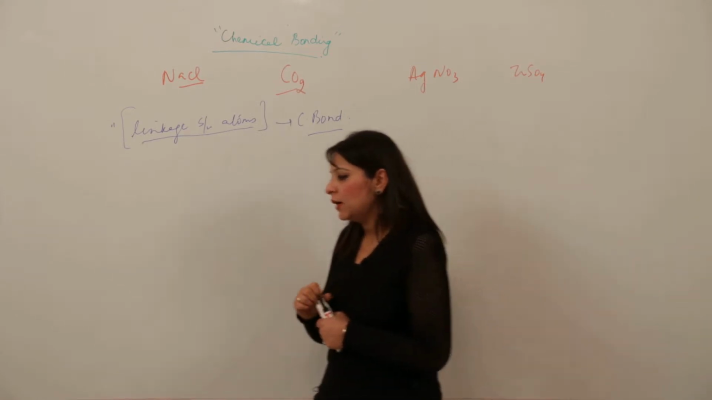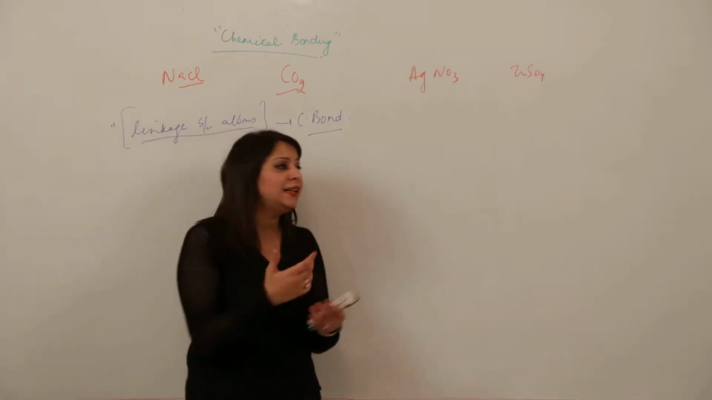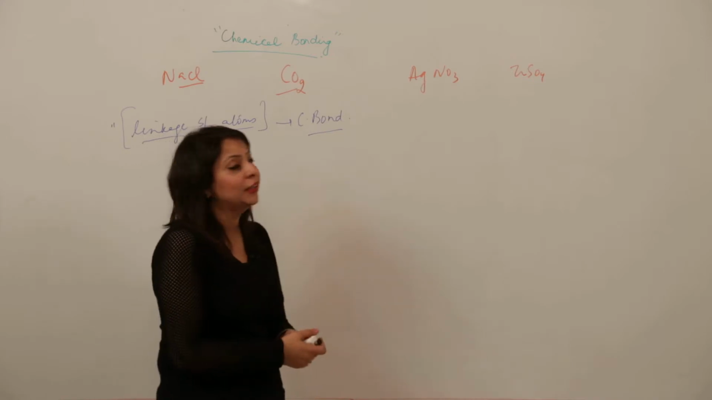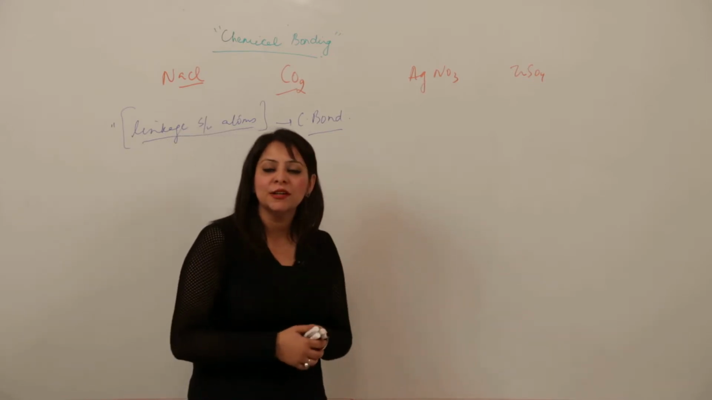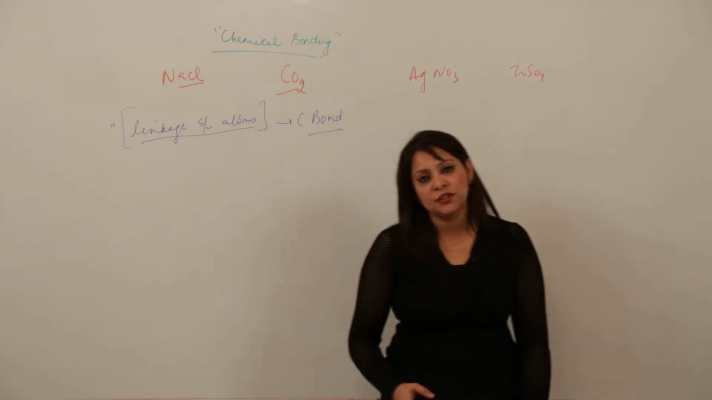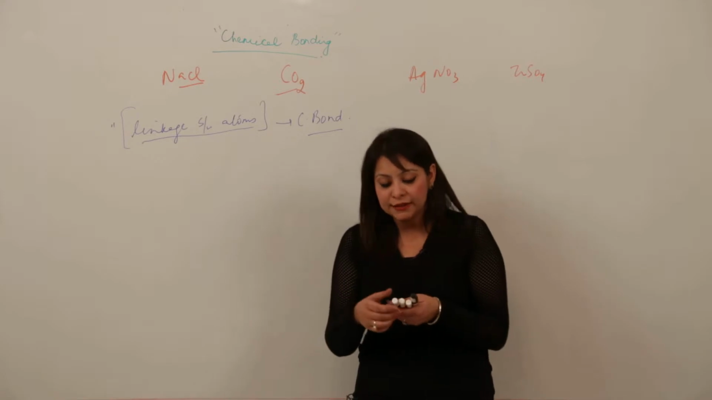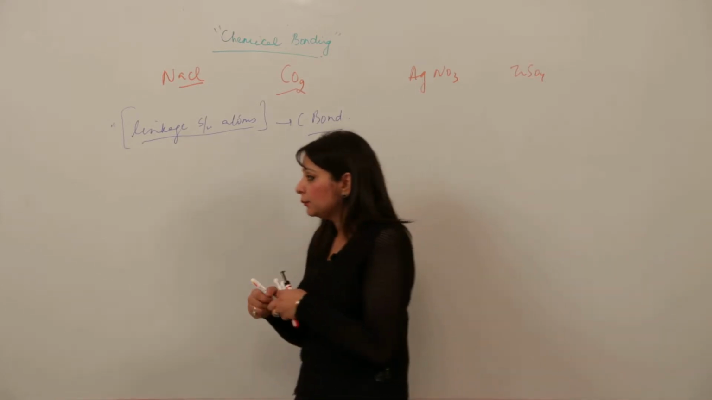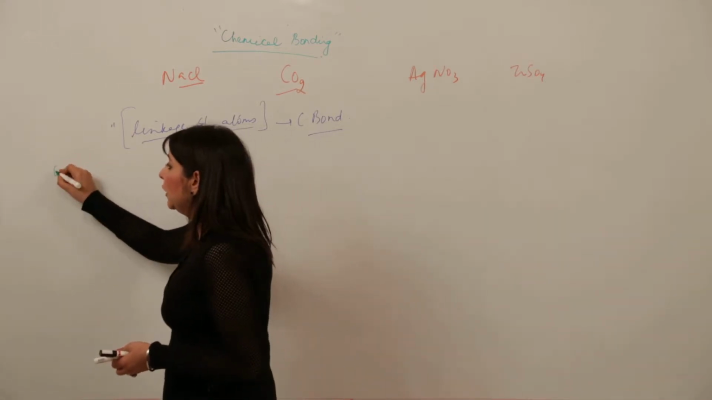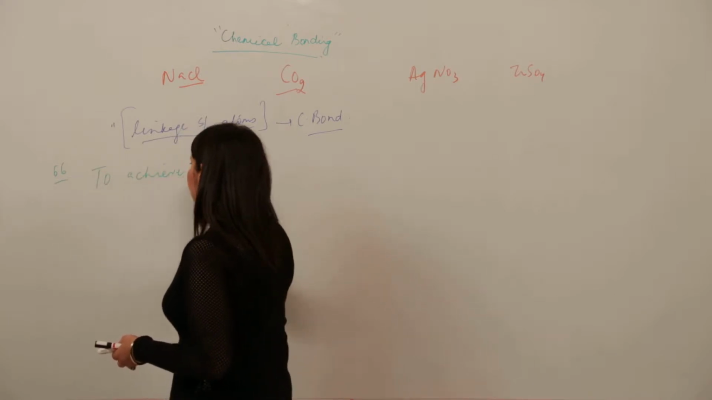Now the question comes, what is the need to get linked? What is the need for the sodium to get linked with chlorine? Why is carbon linking with oxygen, not with some other atom? Why is silver linking to the nitrogen and oxygen? Why is any atom getting linked to some other atom? What is the reason behind it? The reason behind chemical bonding is to achieve stability.